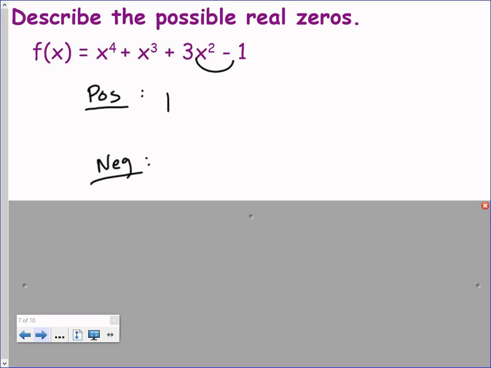For negatives, I need to create f of negative x. Okay. So we have some experience with this from our even odd test for symmetry. So when I put negative x into the first term, I'm going to raise it to the 4th, which makes it positive, so it's not going to change signs. It will remain x to the 4th. When I put negative x into this x cubed term, that will become negative, changing the sign of that term, so this is now negative.